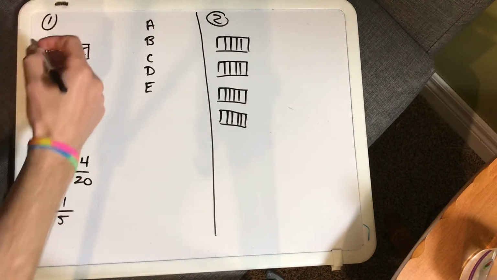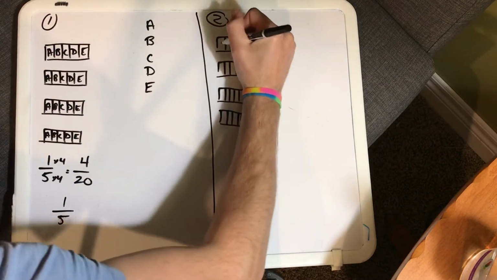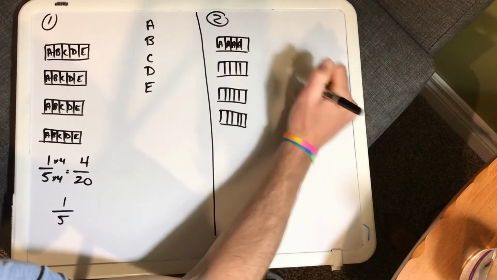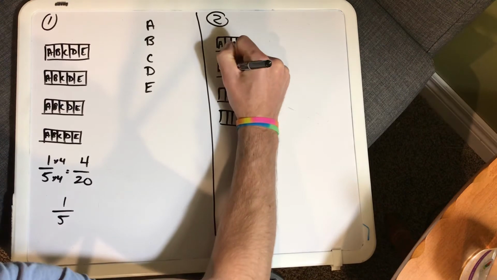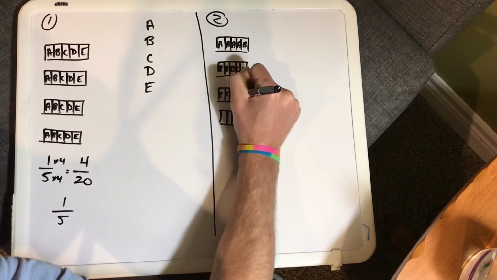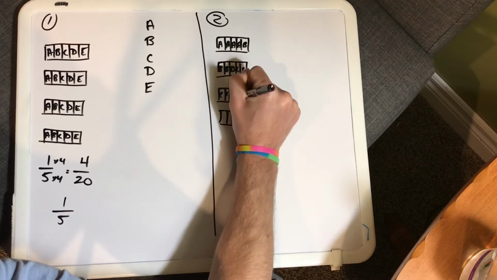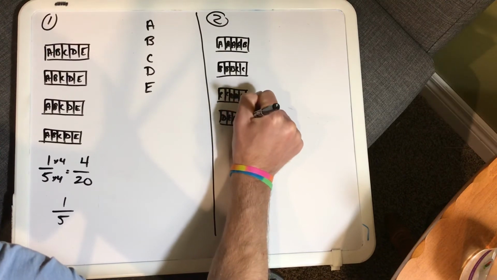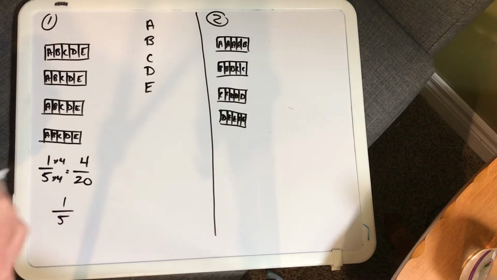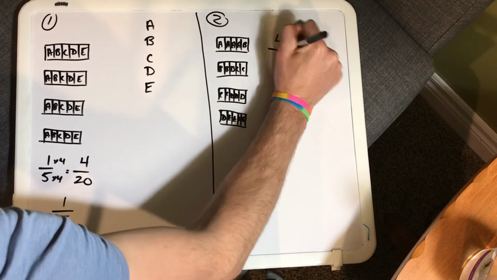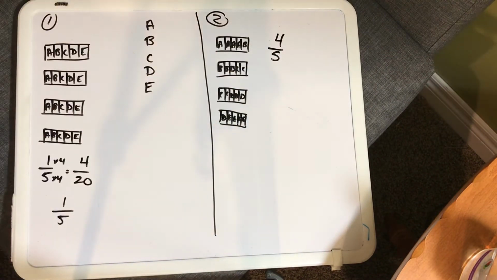But now, instead of giving 1 piece per chocolate bar, we're just going to say, well, this person, A, is getting these first 4 pieces. And now B, and B, and B, and B. And then C, and C, and C, and C. And then D, D, D, D. And then E, E, E, E. And so this person might say, well, every person's actually getting 4/5.